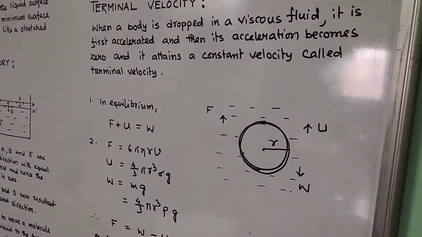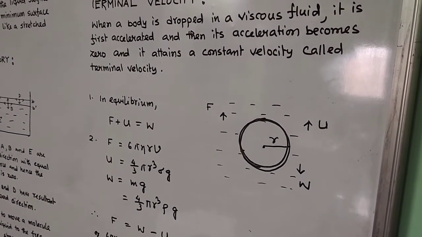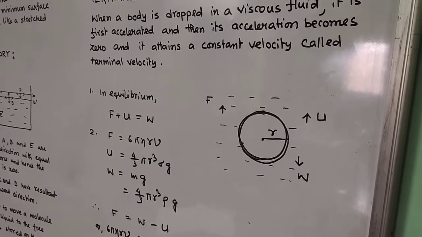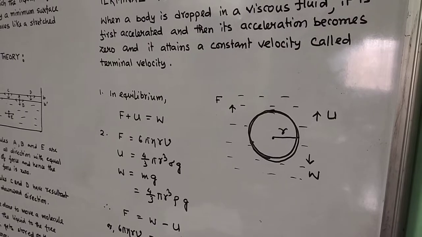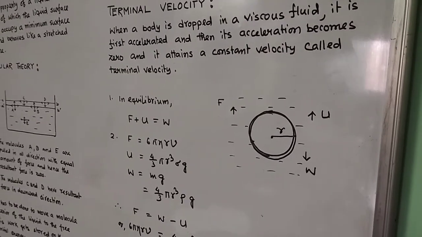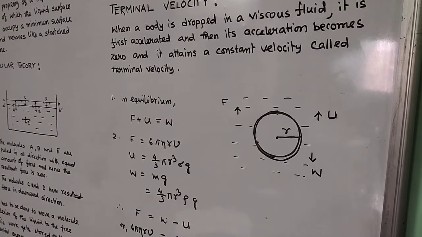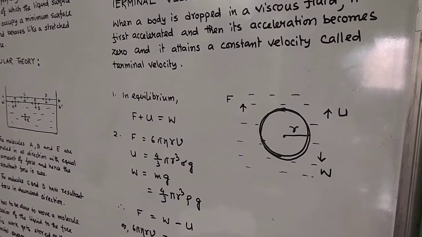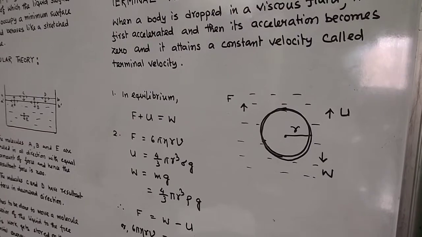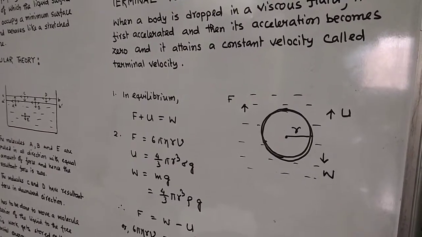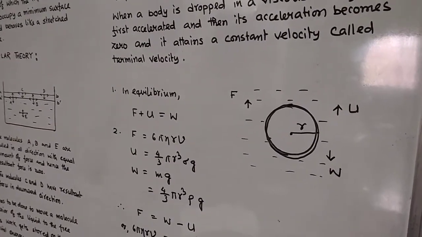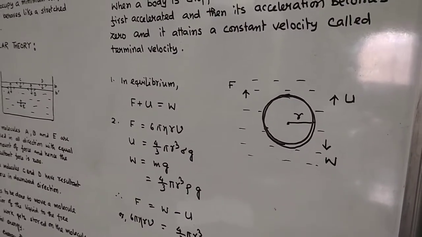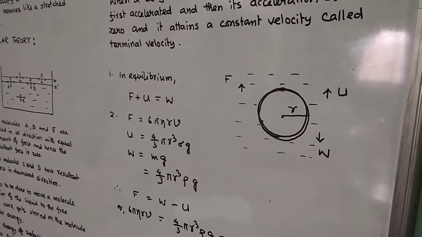Now F is 6 pi eta r v, that is Stokes law, which we defined in the previous class. And U is the upthrust, and upthrust is 4 by 3 pi r cube sigma g. Sigma is the density of the liquid, and W equal to mg, that is 4 by 3 pi r cube rho g, and rho is the density of the object.